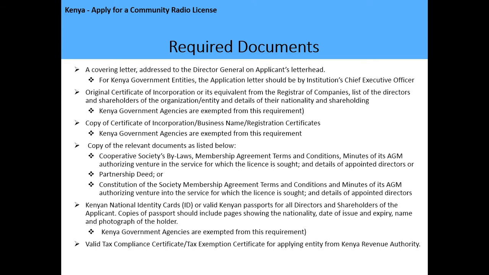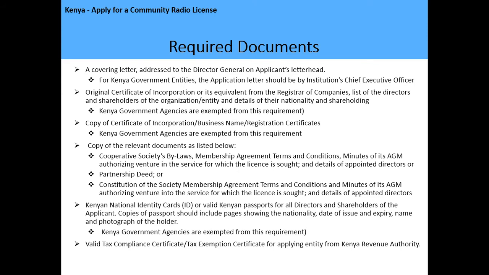Apart from that, you need the Kenya national identity cards or valid passports of all directors and shareholders of the applicant, if it's a company, a partnership or a cooperative society. Copies of the passport should include pages showing the nationality, date of issue and expiry, and name and photograph of the holder. You need to note that Kenyan government agencies are exempted from this requirement.